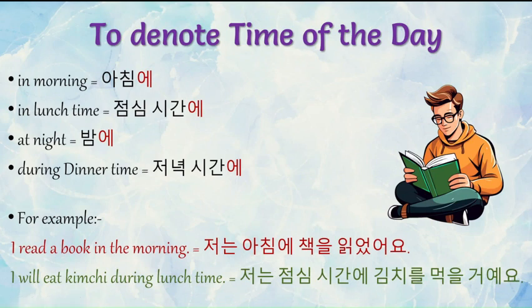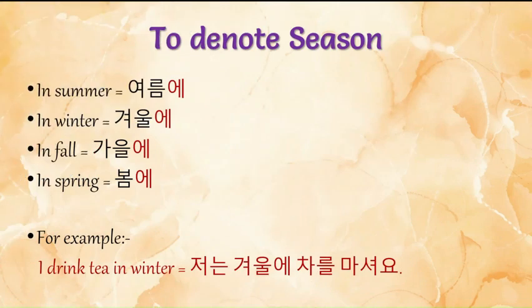Fine. For example, you have to say I will eat kimchi during lunch time. It will be 저는 점심시간에 김치를 먹을 거예요. Here, lunch time is 점심시간 and during lunch time is 점심시간에. Okay, this is how you use the particle 에 to denote the time of the day in Korean language. Okay, now let's move ahead and see how to use 에 to denote season in Korean. Now basically there are 4 seasons: summer, winter, fall and spring.